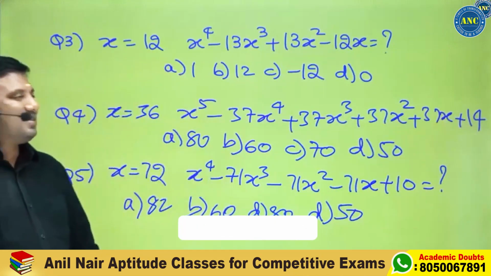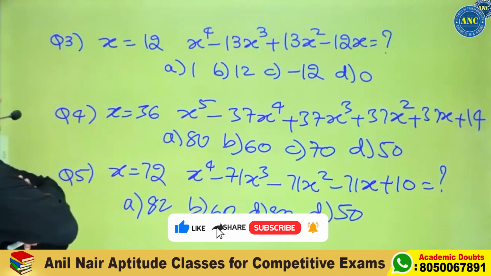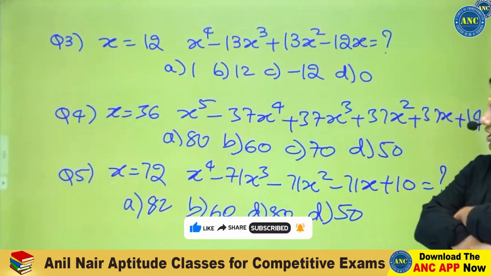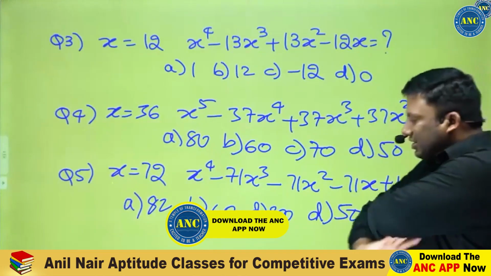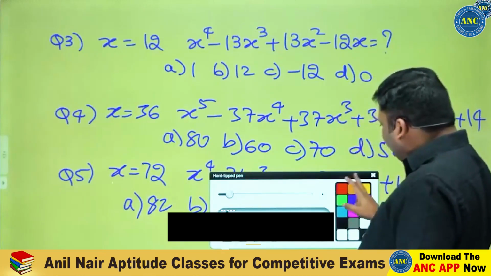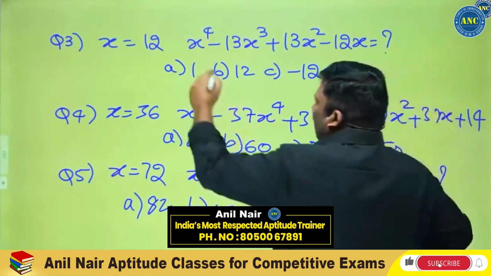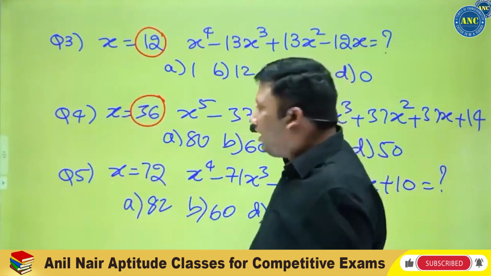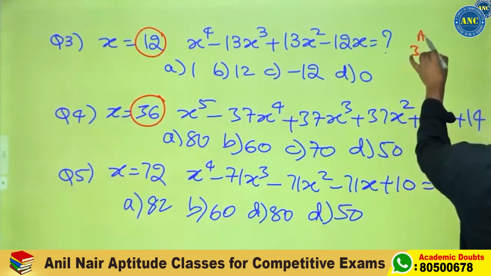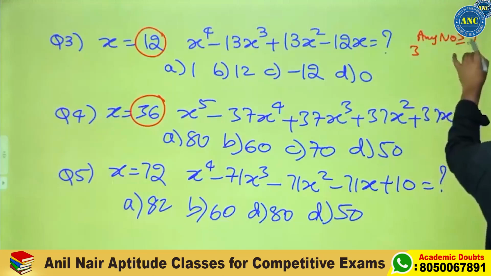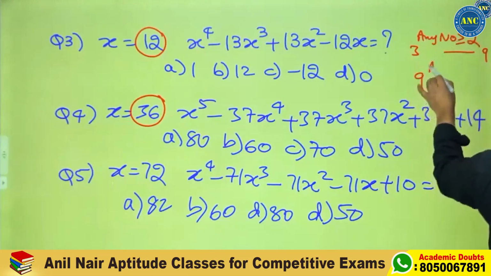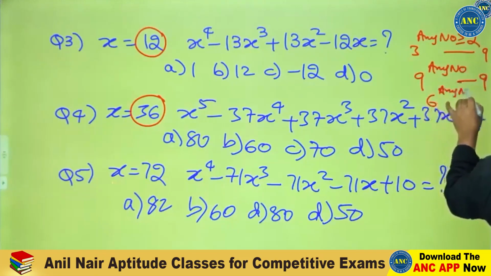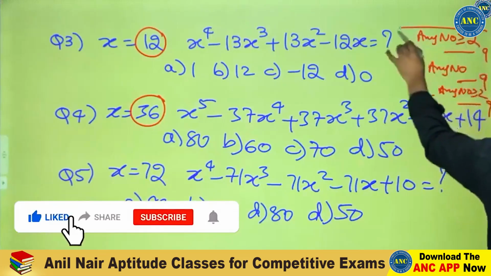Now see here, these are the questions. X equivalent to 12: x power 4 minus 13 x cube plus 13 x square minus 12x. X equivalent to 36, 72. Another beautiful observation. 12 digital sum is 3. 36 is 9. 9 power any number, 3 power any natural number greater than or equivalent to 2, digital sum is 9. 9 power any natural number is 9. 6 power any natural number greater than or equivalent to 2, digital sum is 9.